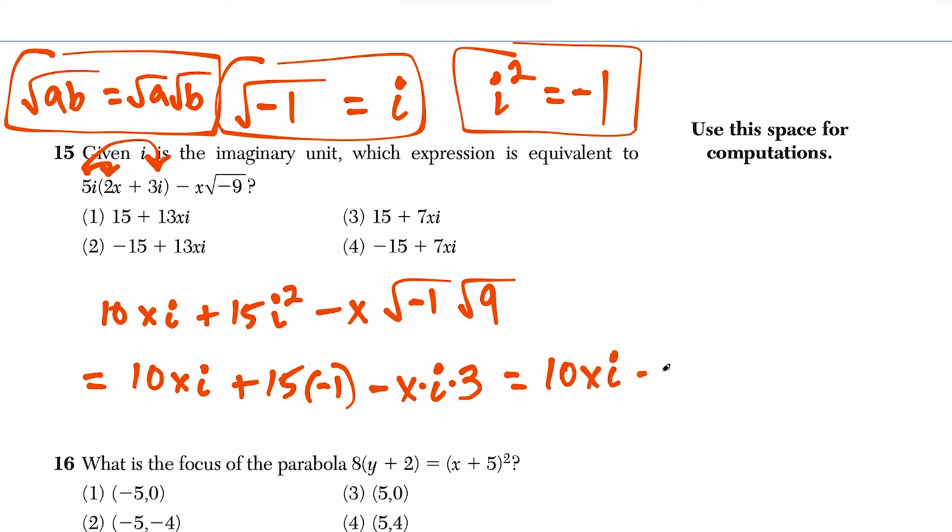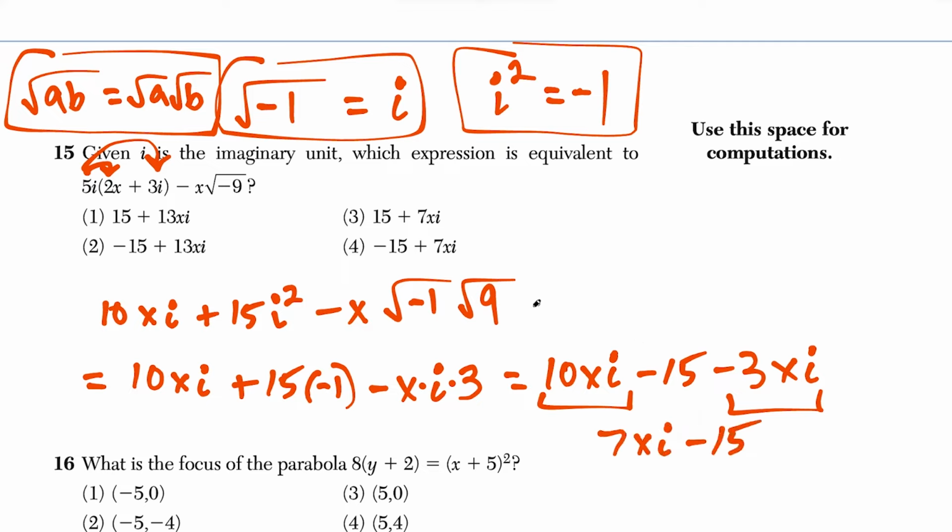So this is now equal to 10xi. 15 times -1 is -15, and then we have minus 3xi. And now these are like terms. I have 10xi minus 3xi. That's going to make 7xi, and then I have minus 15. But we're looking for the answer choice in the form of a plus bi. So they're going to flip these and say -15 plus 7xi. And when we scan the answer choices, we'll see this matches choice 4.